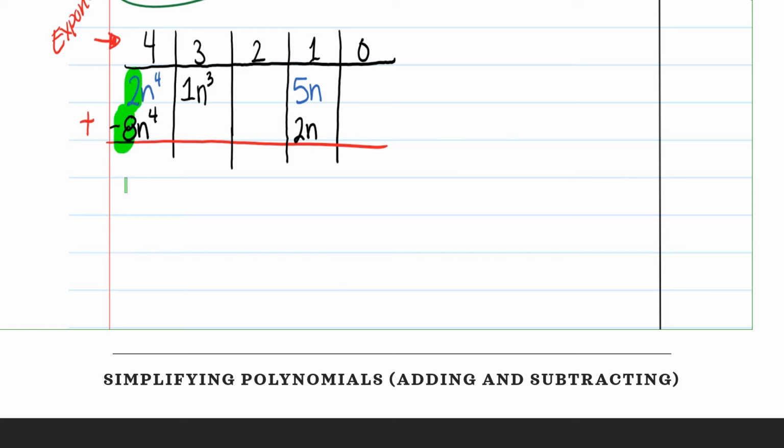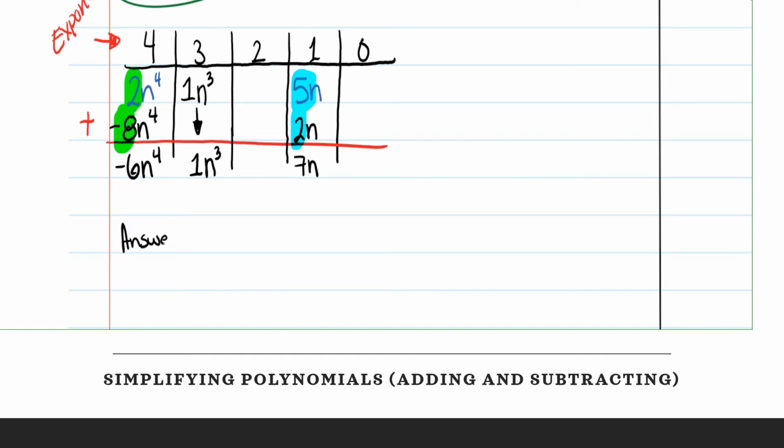So we're going to add the terms in each of the columns. Column 4 has 2 terms. If I add 2 and -8, I get -6. Column 3 only had 1 term, so we're just going to bring down that term with us. And column 1 has 2 terms, so we're going to add those 2 numbers and we get 7n.